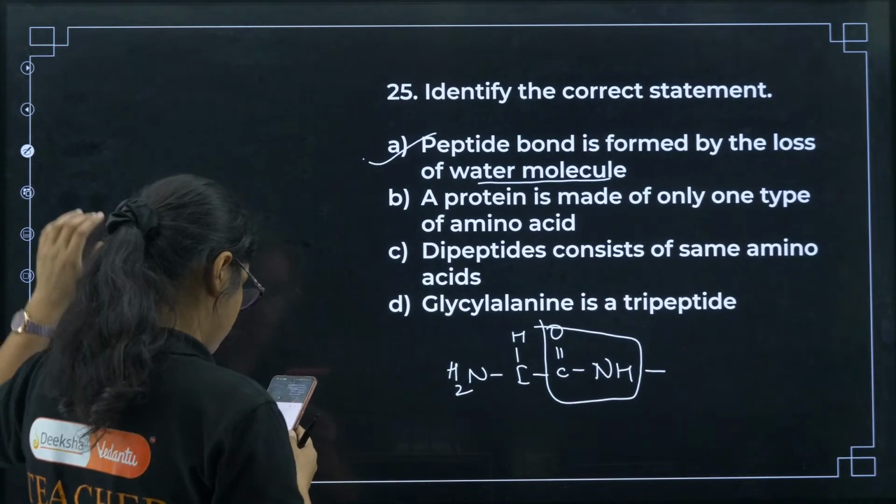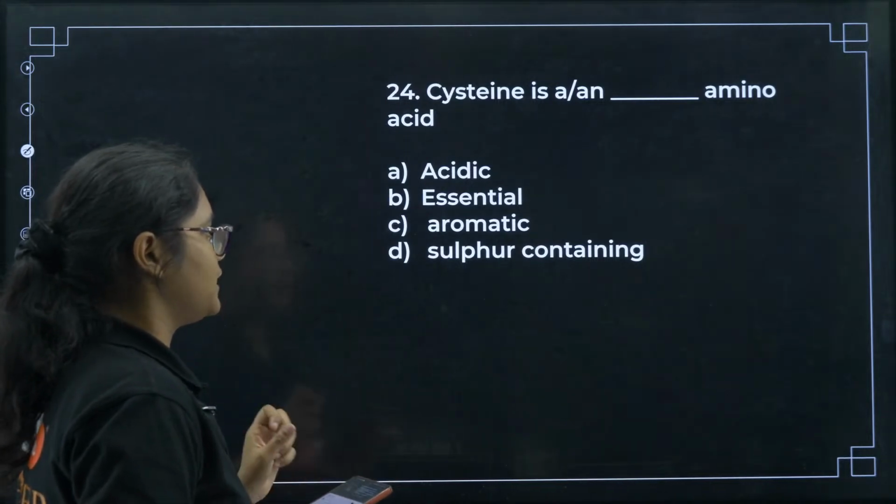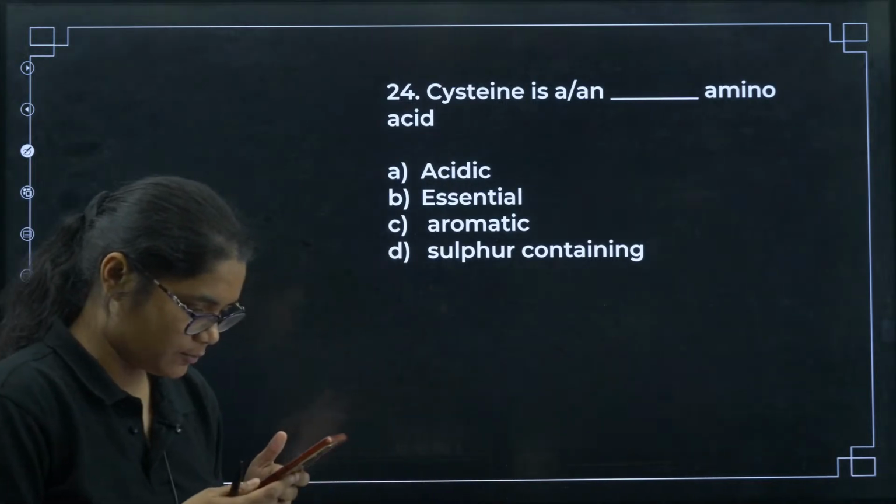Yes, 25th A, all of you are correct. Let's move to 24. Cysteine is an amino acid: acidic, essential, aromatic or sulfur containing. This is an important question.